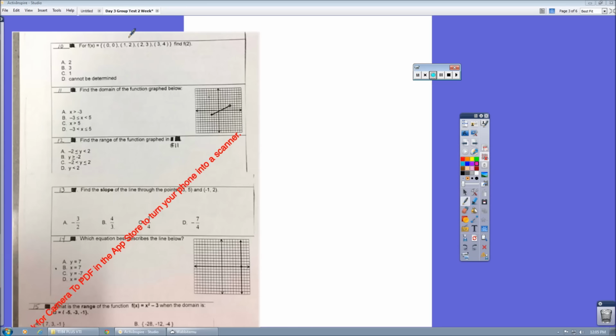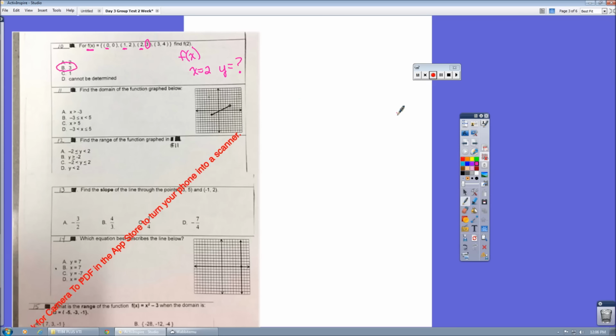Number 10, for f of x, they give you a set of coordinates. Find f of 2. Well, if I write f of x under f of 2, you'll notice that they're simply telling you that x equals 2. They replaced 2 for x. So if 2 is x, what's the counterpart that goes with it? What is the y? Well, there's 2 right there for x, which means y is 3.